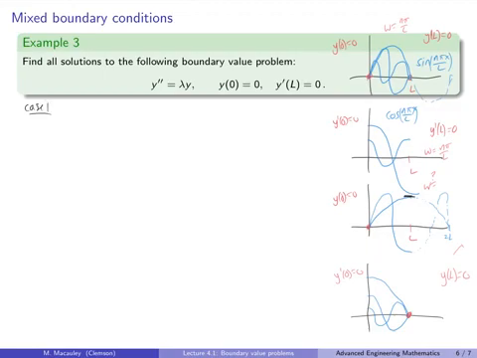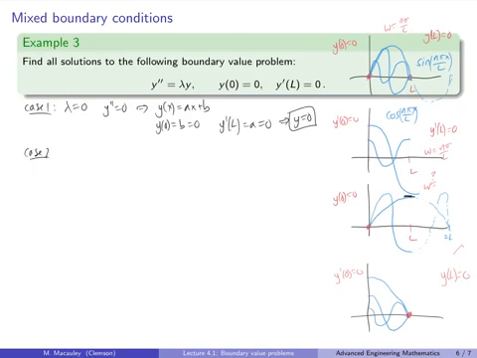Okay, so case 1 as before. I'm going to go through these quickly because we've done this several times. Lambda is 0, so let's write y double prime equals 0. So we get y of x equals ax plus b. And now let's plug in these conditions. If y of 0 equals b equals 0, so b is 0, and y of x is just the constant a, so y prime of L is a, and that's equal to 0, so we get that y equals 0. We get no non-trivial solutions.